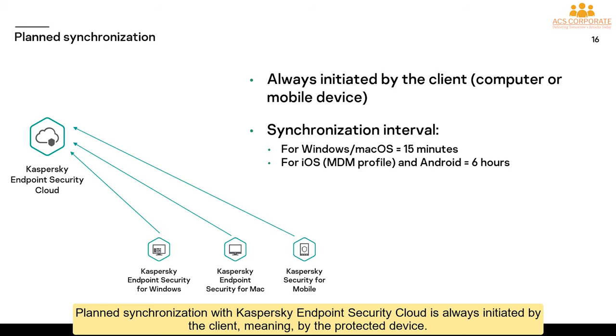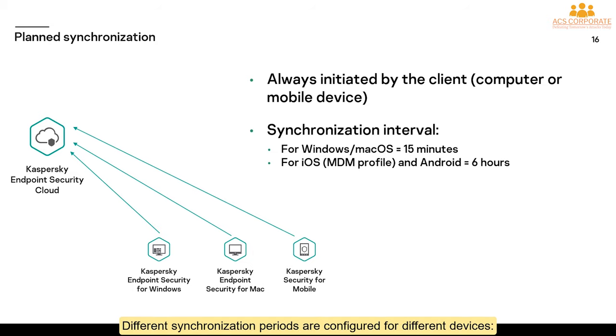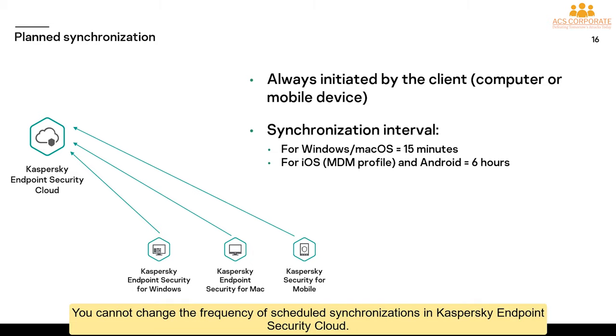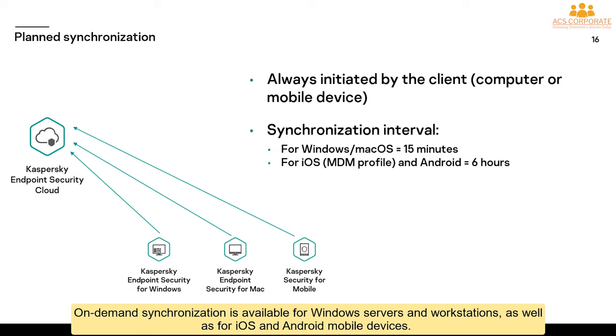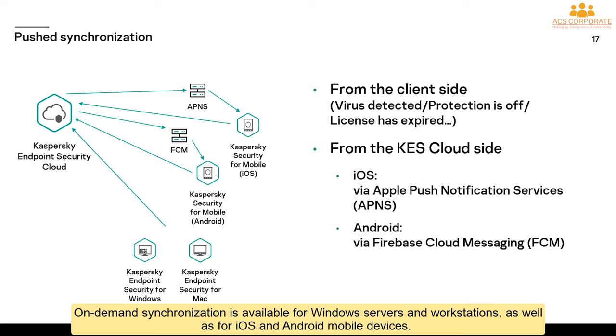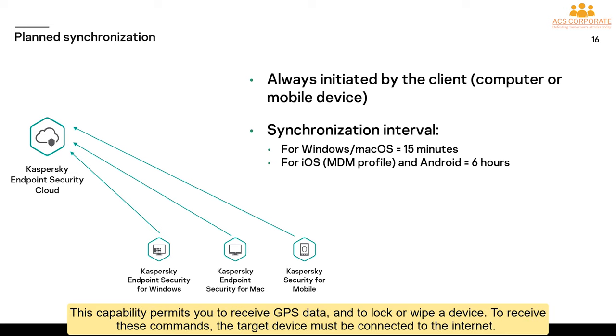The Kaspersky Endpoint Security Cloud Server and protected devices can communicate on schedule and on demand. Planned synchronization with Kaspersky Endpoint Security Cloud is always initiated by the client, meaning, by the protected device. Different synchronization periods are configured for different devices. Windows or macOS: 15 minutes. iOS or Android: 6 hours. You cannot change the frequency of scheduled synchronizations in Kaspersky Endpoint Security Cloud. On-demand synchronization is available for Windows servers and workstations, as well as for iOS and Android mobile devices. This capability permits you to receive GPS data and to lock or wipe a device. To receive these commands, the target device must be connected to the internet.